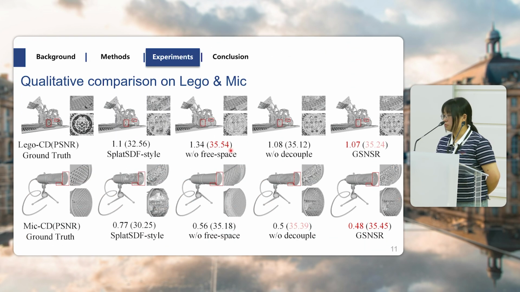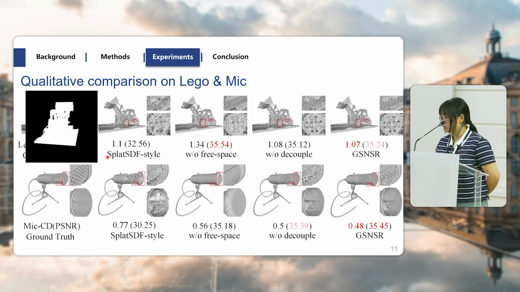LEGO has a complex structure. Removing the free space loss lets floaters appear. They feed photometric signal and give the highest PSNR, but corrupt the geometry and give the worst chamfer distance. So the free space loss trades a little appearance fitting for geometric accuracy.